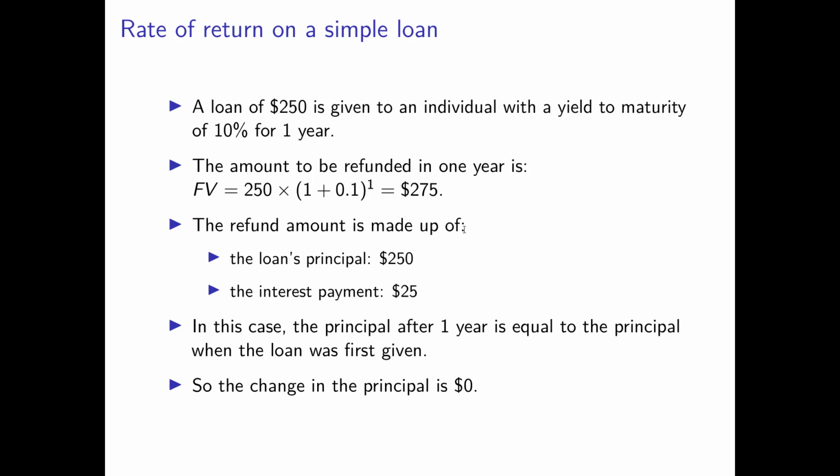So the refund amount is made up of two components. The first component is the principal. So inside the 275, 250 is the amount of money that is borrowed, and then we also have the interest payment, which is $25. In this case, the principal after 1 year is the same. So the value of the financial asset, which the loan represents here, is the same, and only the interest comes as an added value. But the principal itself has no change. So the change is equal to 0.